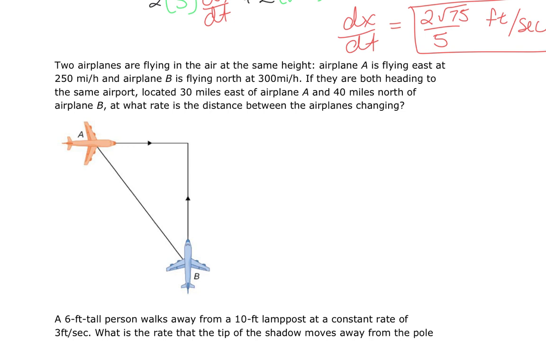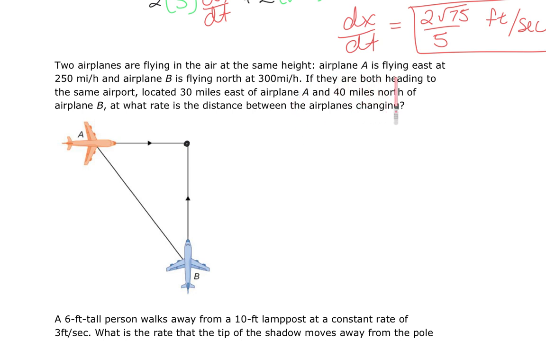This next example is similar because I'm going to be using Pythagoras' theorem, and again I want to pay attention to what's happening. I'm going to consider this my origin. That means that as airplane A goes toward the origin and airplane B goes toward the origin, those will be negative values. Two airplanes are flying in the air at the same height. So we're looking at a plane, P-L-A-N-E, so it's like an XY plane.